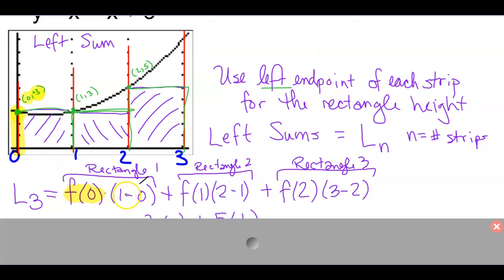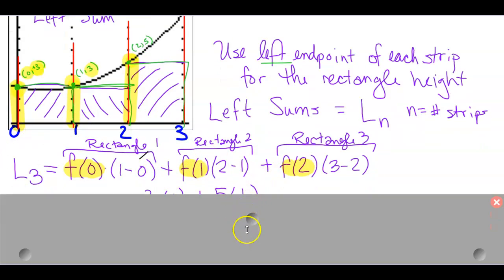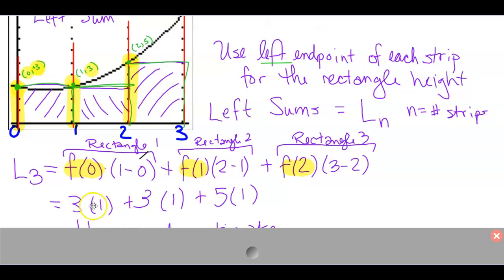That hasn't changed. The second rectangle, we're going to use f of 1 because that is the left endpoint of this rectangle, and its output is 3. And then for the third rectangle, we're going to use f of 2, which is 5. And the width for each one is a difference of 1. And you can see that its area is 3 times 1 plus 3 times 1 plus 5.